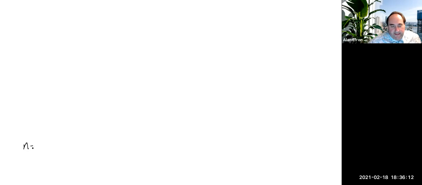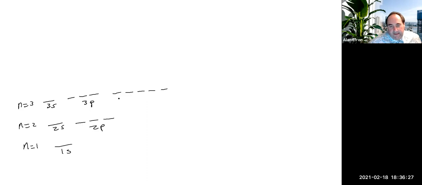So again, n equals 1, 1s orbital; n equals 2, 2s, we see our 2p; n equals 3, 3s, 3p, and our 3d; and our 4s, 4p, 4d, and again, our f's happening here.